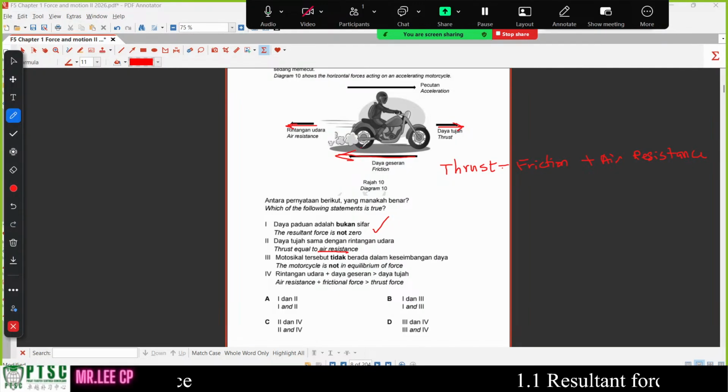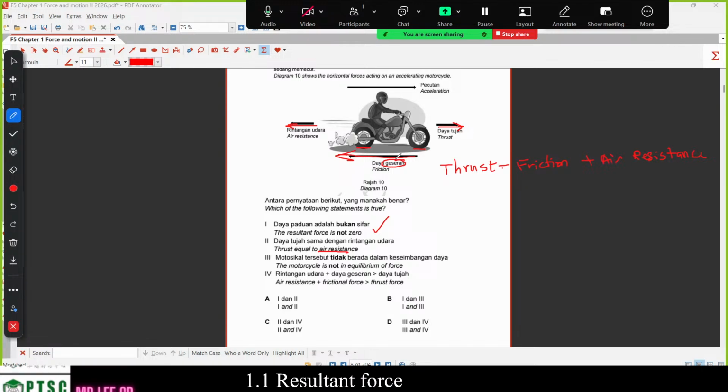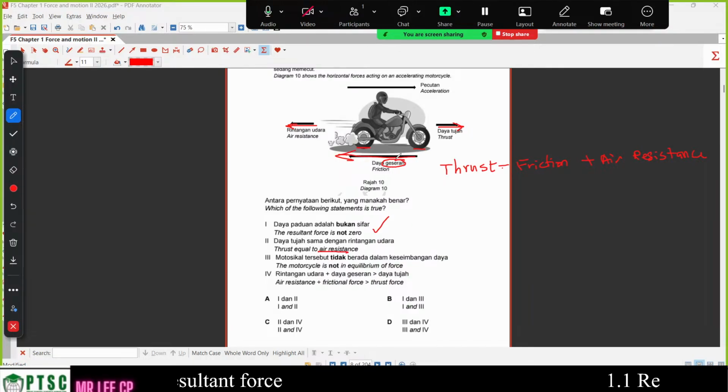The friction at the tire is what we call geseran, daya geseran, friction. You have things rubbing each other. Air resistance is another kind of friction, but it is not the frictional force like the one touching the ground.